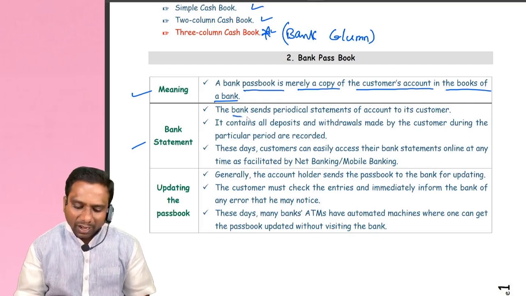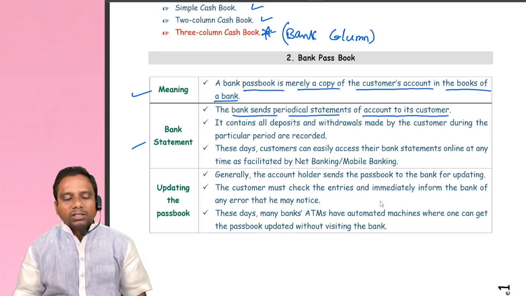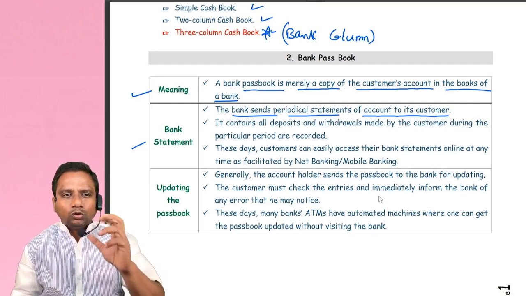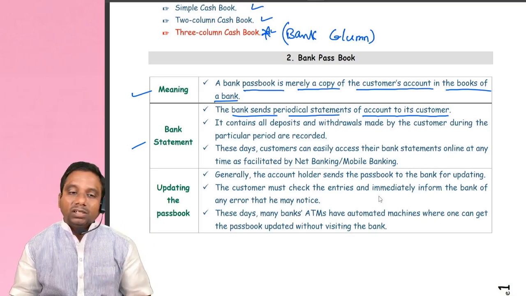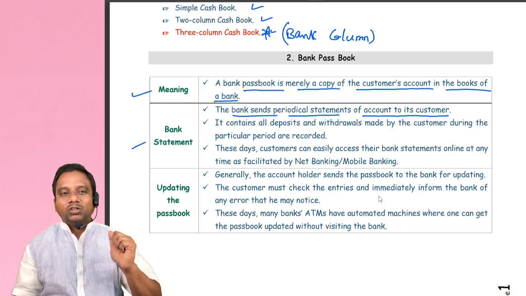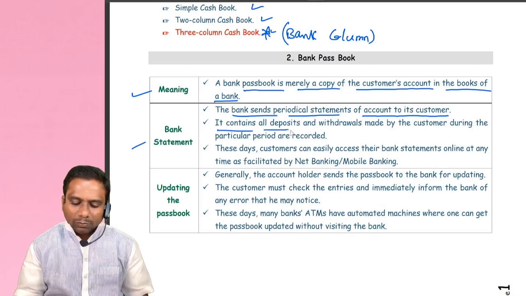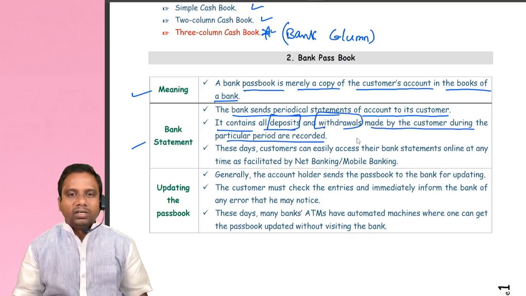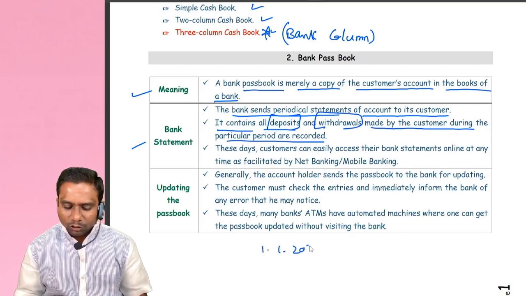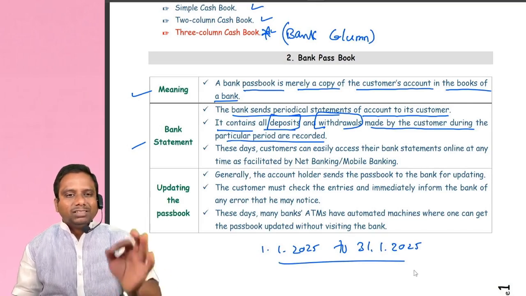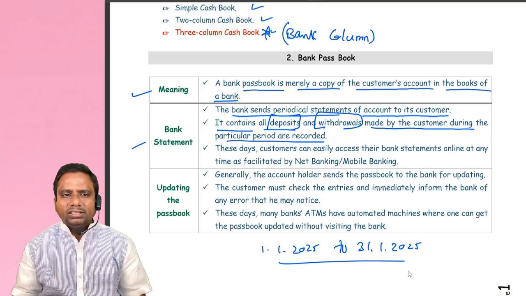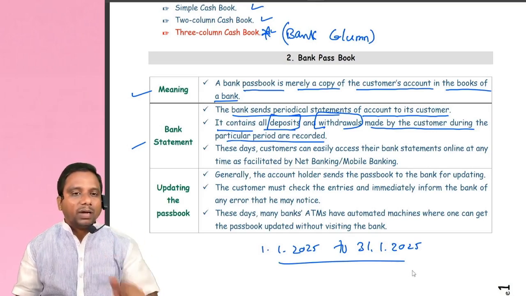Bank statement: the bank sends periodical statements of account to its customers. For updating the passbook, you have to go physically to the bank, or send the passbook through another person. But the bank statement, the bank will send to your mail ID. It contains deposits and withdrawals made by the customer during a particular period. Suppose the bank has sent a statement from 1/1/2025 to 31st January 2025. For every month the bank is sending a statement. You can check your mail also if you have any bank account.